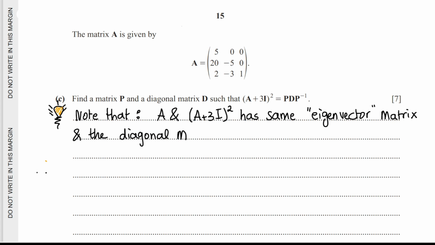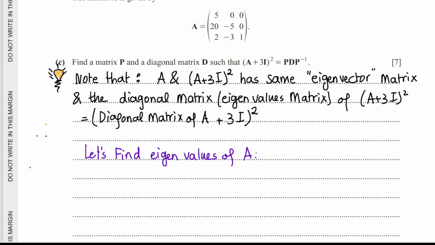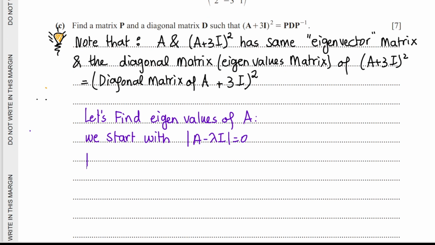The diagonal matrix, the eigenvalue matrix of (A plus 3I) squared, is equal to the diagonal matrix of (A plus 3I) squared. First, let's find the eigenvalues of A. Since A is a triangular matrix, the eigenvalues are the diagonal entries. We start with the determinant of A minus lambda I equals 0. So we write the determinant of 5 minus lambda, 20, 2, 0, minus 5 minus lambda, minus 3, 0, 0, 1 minus lambda equals 0.